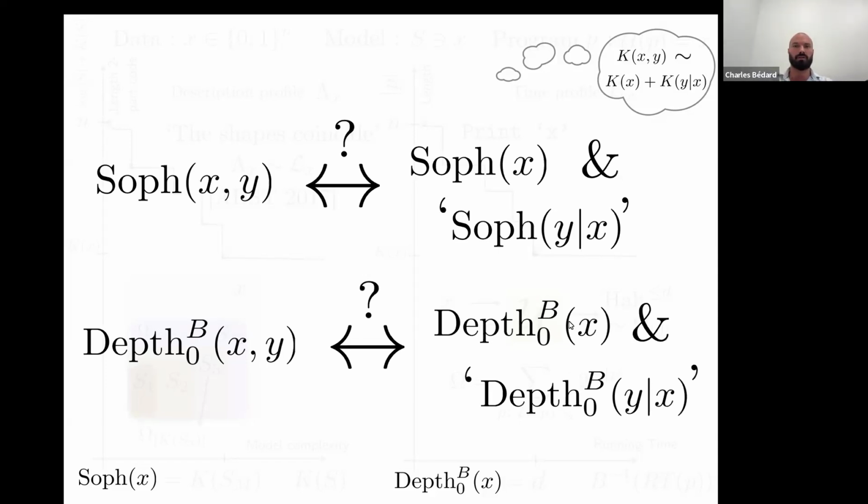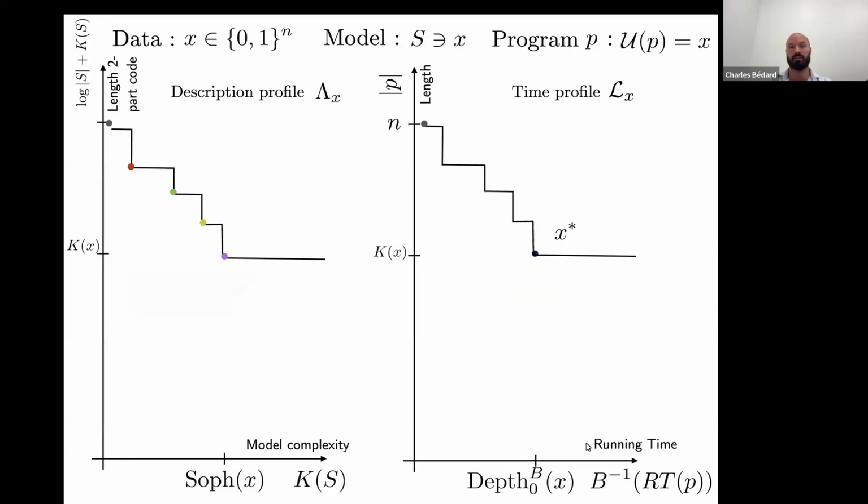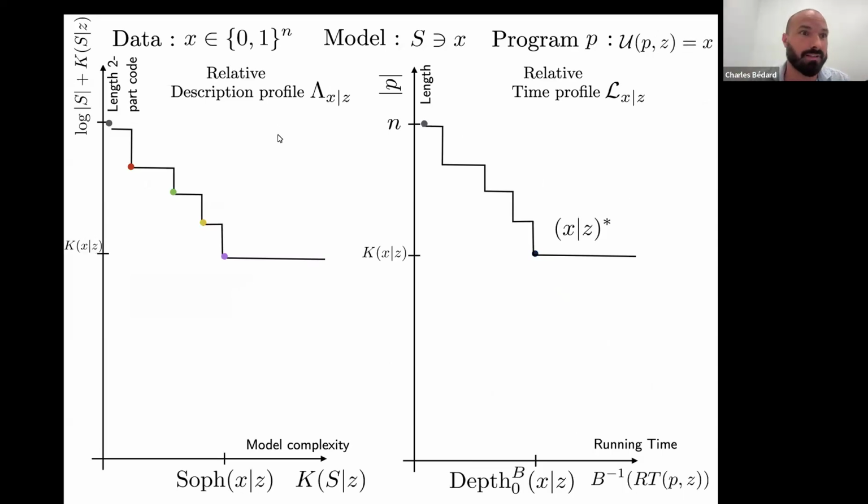So the first part was to make sure that we define the relative sophistication and the relative depth correctly. But it's fairly straightforward, right? If we have relative Kolmogorov complexity, we just assume we have the string z sitting on the tape. We're looking for models for x, given that we already have z. So the complexity of the model given z. And that's how we can define the description profile for x given z. We still define it this way.